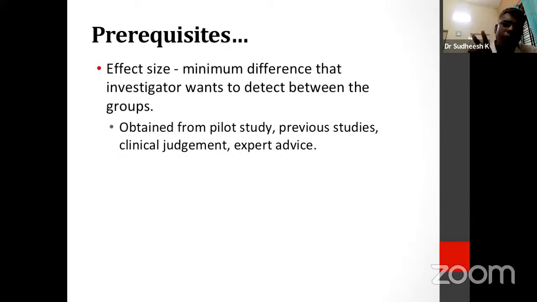Now, how do you come to know precisely about the effect size? Generally, they are obtained from a pilot study, especially when there is absolutely zero literature available regarding that particular drug or that particular thing. And if there is some literature available, you can go through the previous studies, or you can use the clinical judgment and expert advice of a senior experienced anesthesiologist who is experienced in this particular field.